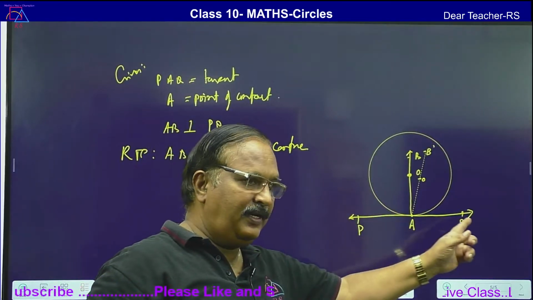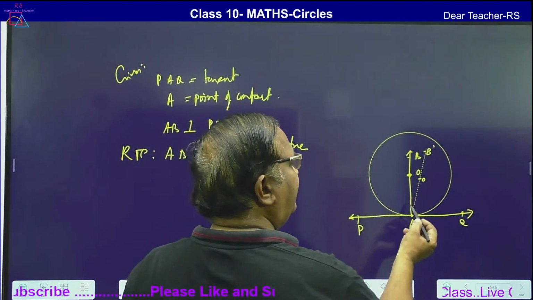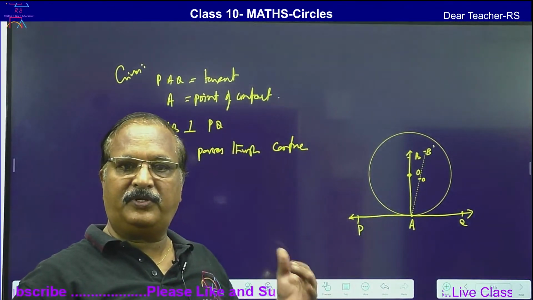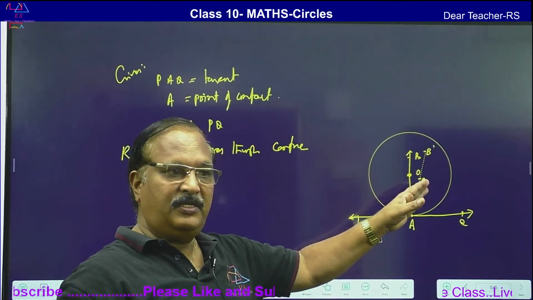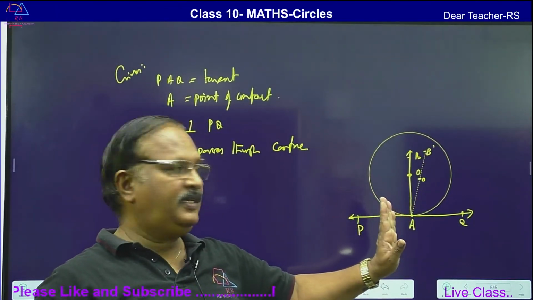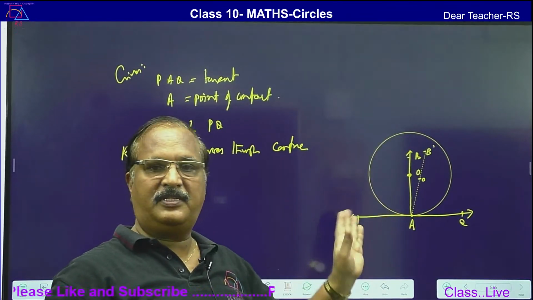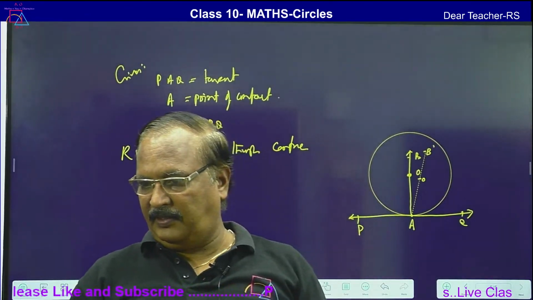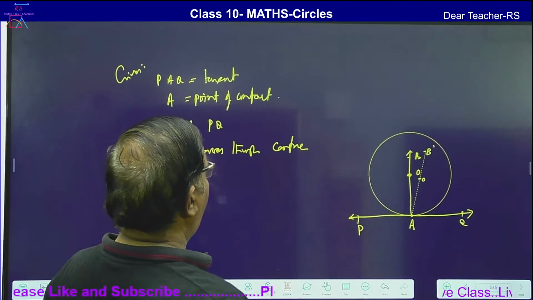Radius is perpendicular to tangent. But here AB is perpendicular to tangent. So our assumption is wrong, that means AB dash does not pass through the center, while AB is passing through the center. So it's an indirect proof we have to apply. Okay. So now you understood the indirect proof. All right. Next question.